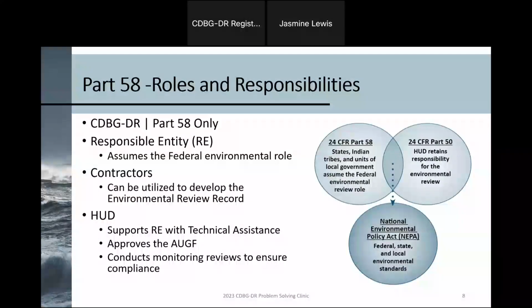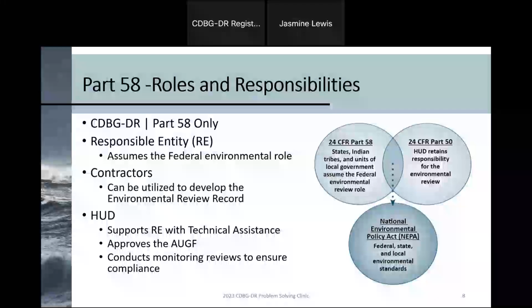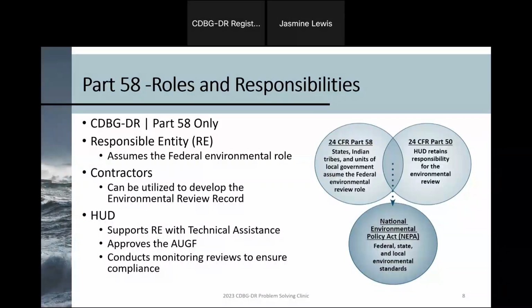So keeping with the Part 58 process, HUD has more of a limited role. HUD is available for support and technical assistance to responsible entities to help them carry out the environmental review process. They also grant the authority to use grant funds. And then they also may carry out environmental review monitoring to ensure compliance.